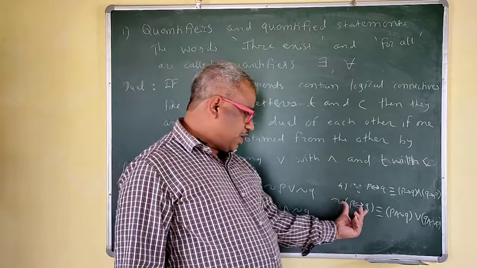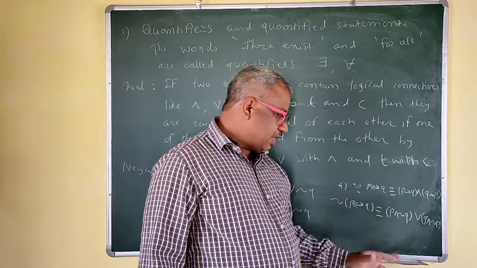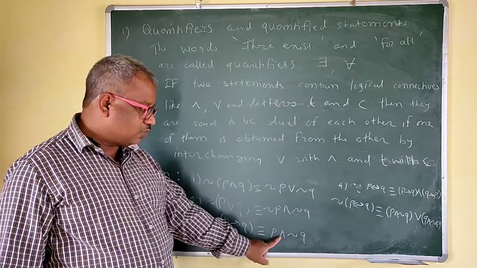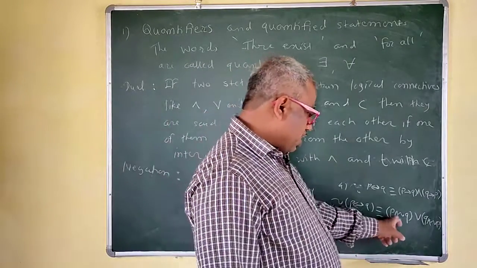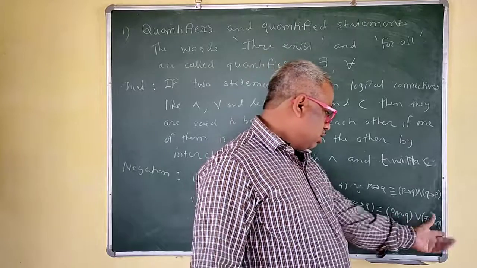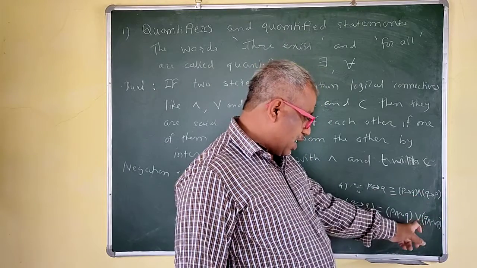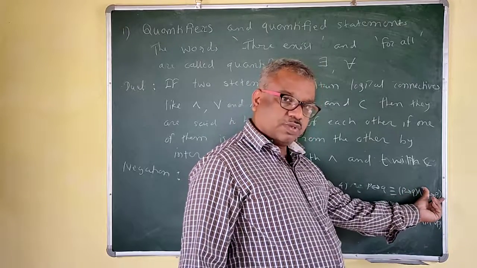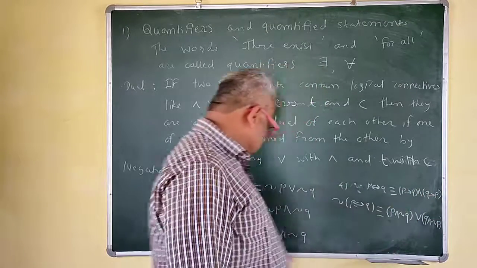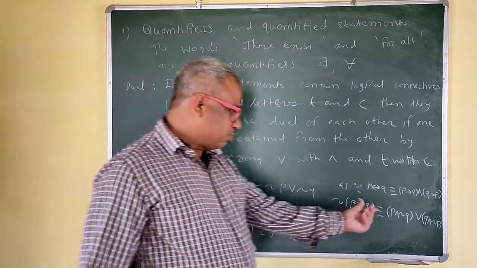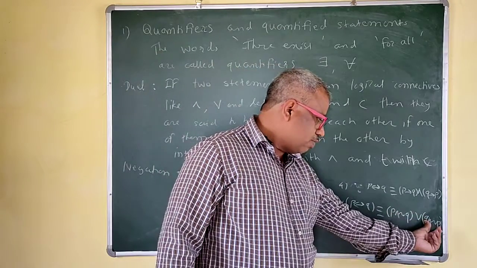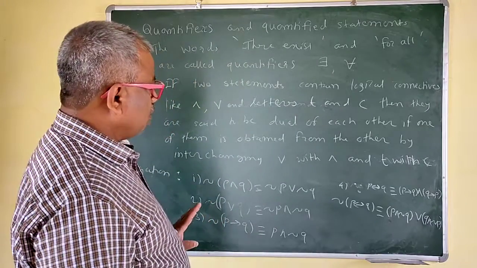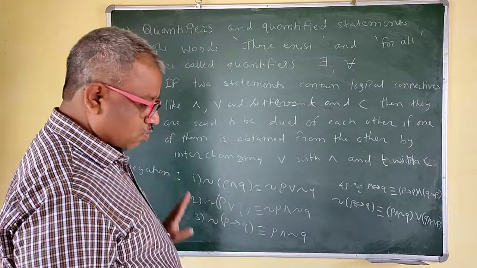And the negation of P if and only if Q is what? The negation of P implies Q is P and negation Q. Here the implication is replaced by and for negation. So the negation of P implies Q is P and negation Q, and the negation of Q implies P is Q and negation P. So remember this as the formula, and we will solve some problems on quantifiers.